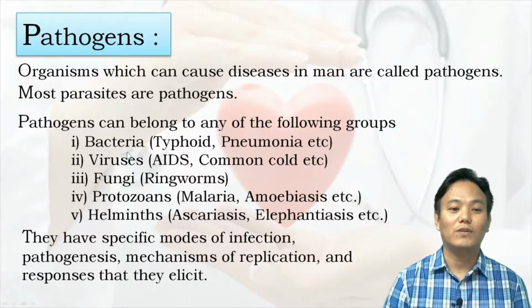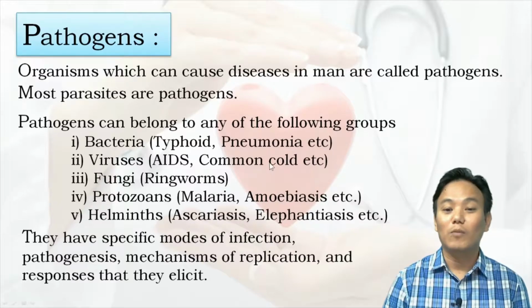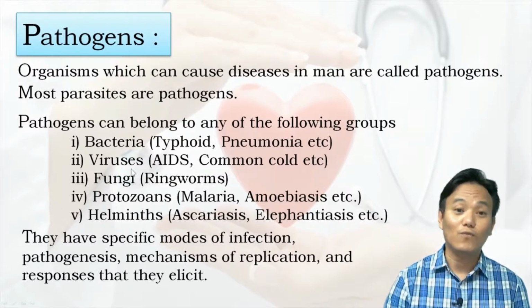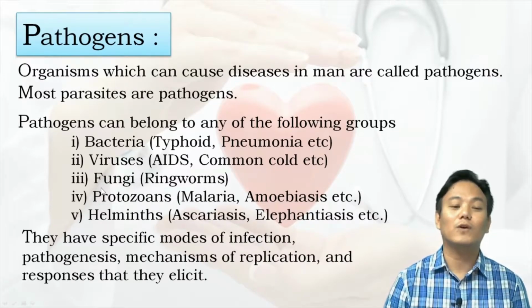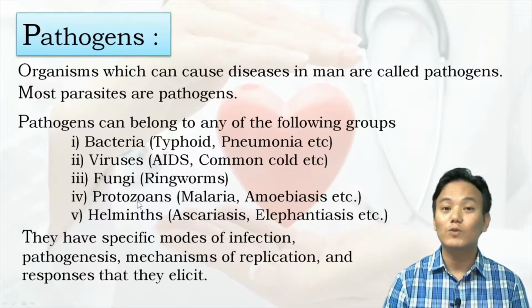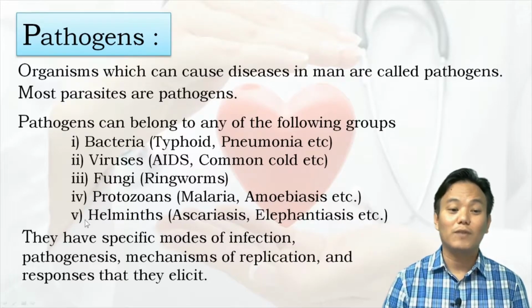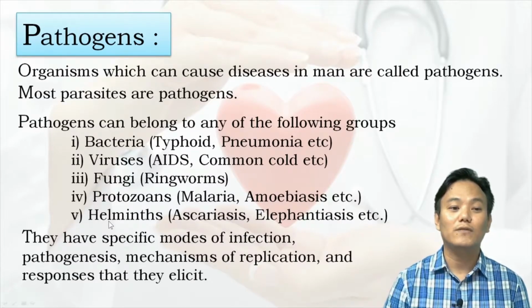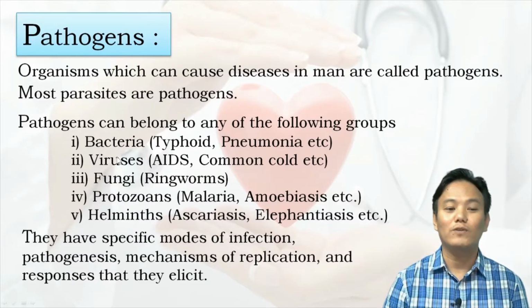We have bacteria, viruses, fungi, protozoans, and helminths. Diseases like typhoid and pneumonia are caused by certain types of bacteria. AIDS and common cold are caused by types of viruses. Ringworms are caused by fungi. Malaria and amoebiasis are caused by species of protozoans. Ascariasis and elephantiasis are caused by species of helminths. So pathogens can belong to any of these groups.